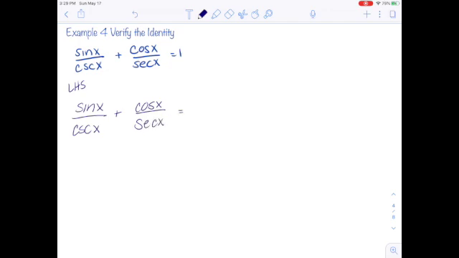All right, so I see secant and cosecant. Let's get rid of that. Let's just change them to sines and cosines. So sine divided by 1 over sine of x, which looks weird. We can fix that in a second. Plus cosine of x over 1 over cosine of x.